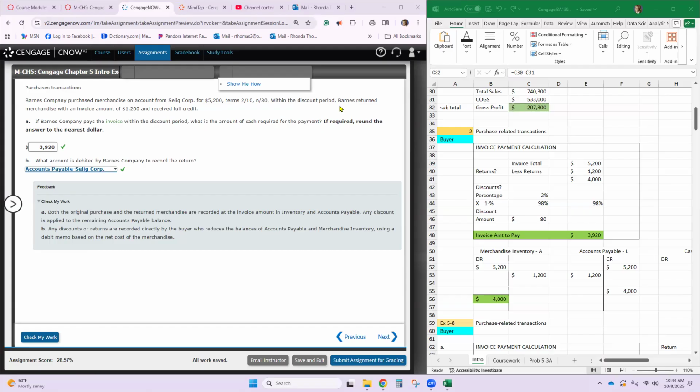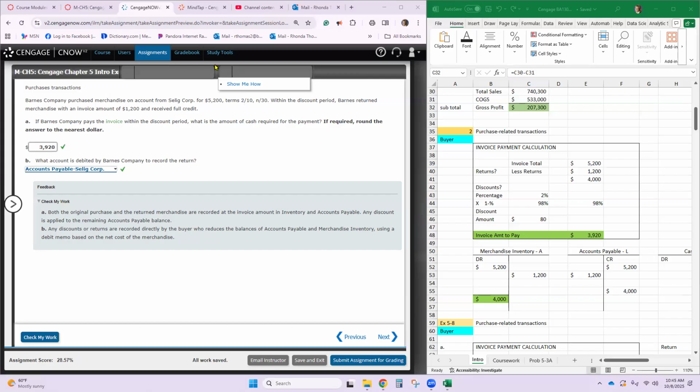Okay, so we have to be able to account for that from a buyer's point of view and a seller's point of view. And then Barnes is going to pay the invoice within the discount period. So what is the discount? It's 2% if we pay within 10 days of the invoice date, or we can pay the whole invoice and we can have 30 days to pay it. Okay, so most businesses try to take advantage of whatever discount the seller is offering.